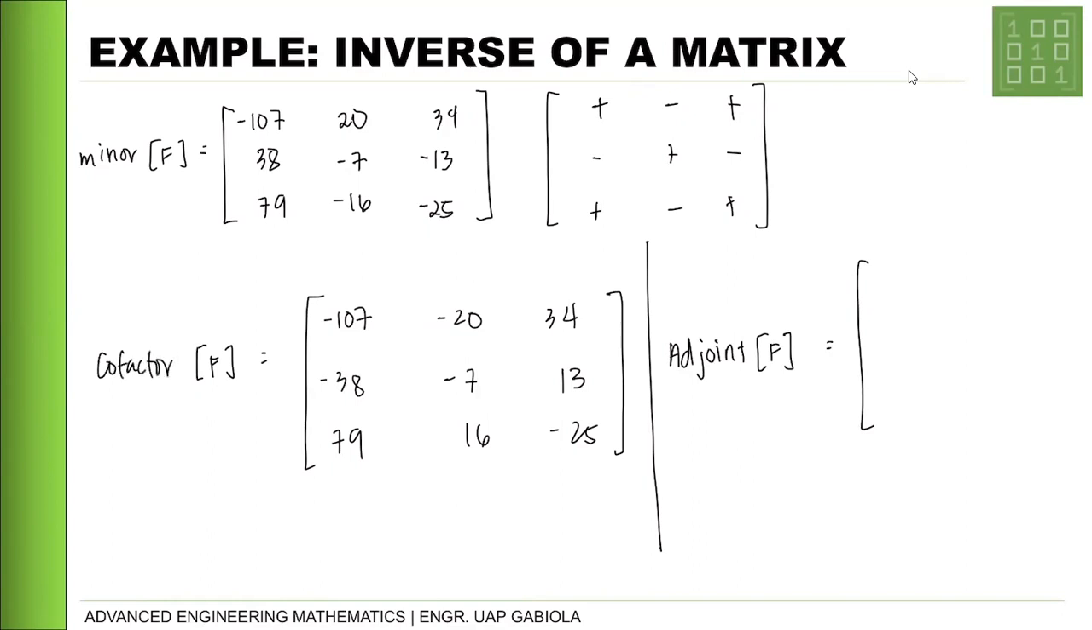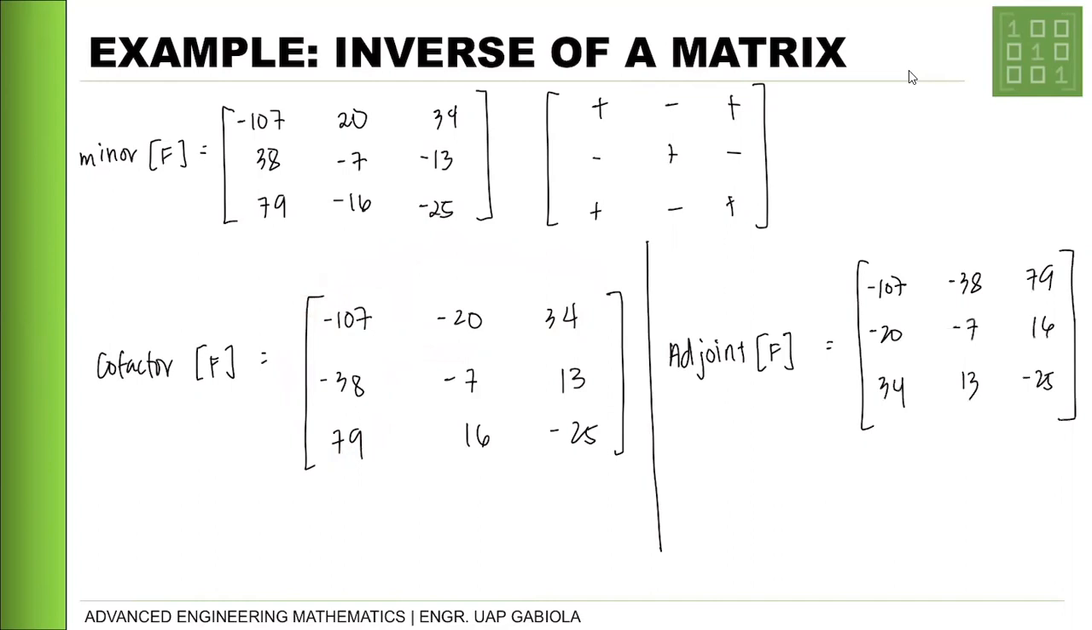Okay. Yung adjoint natin is interchange lang natin yung rows sa columns. Okay. So, 107, negative 20, 34, negative 38, negative 7, 30, and 79, 16, and then negative 20. Okay? Yeah. So, meron na tayong adjoint.